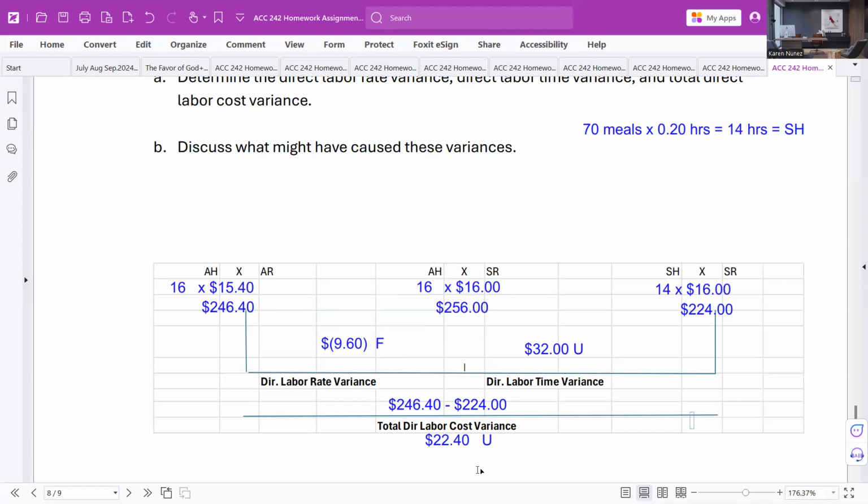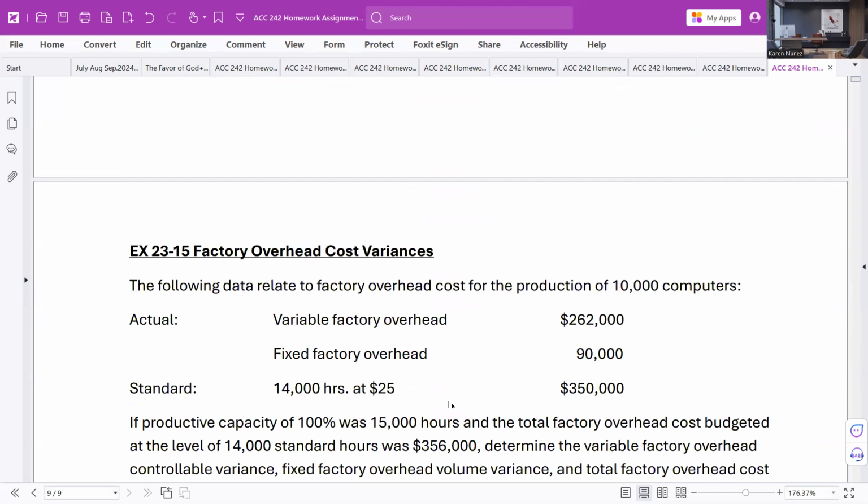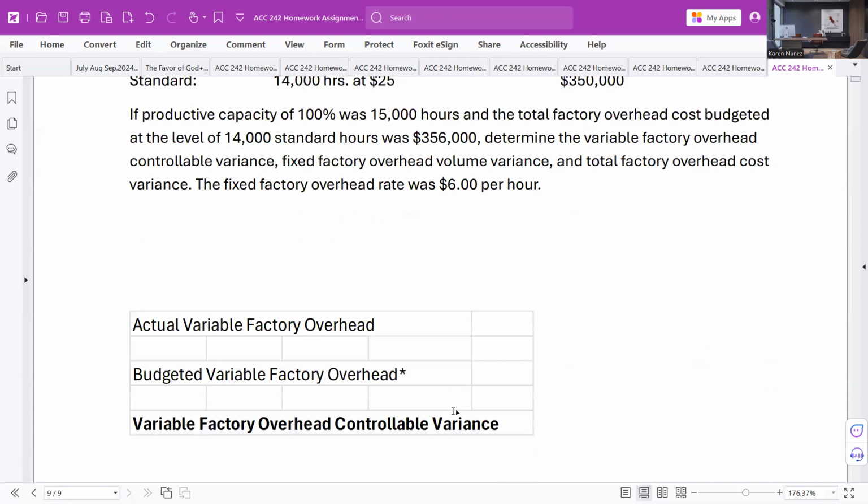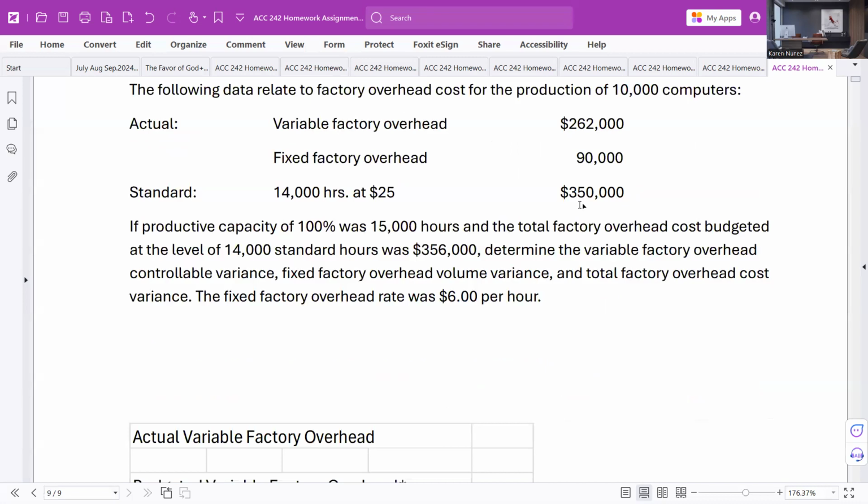And then to close this chapter out, the last thing that we're going to look at is the variable overhead. And in this exercise, again, the basic model when we look at overhead is to focus on the actual variable overhead and the budgeted variable overhead. And the difference between the two is the controllable variance. Now, the actual variable overhead is given, 262,000. So I'll go ahead and fill that in. Actual variable overhead is 262,000.